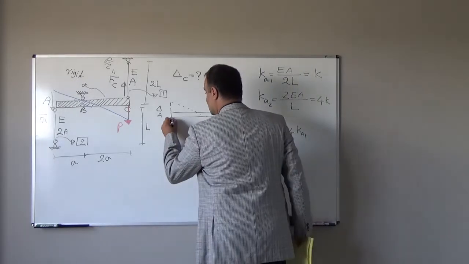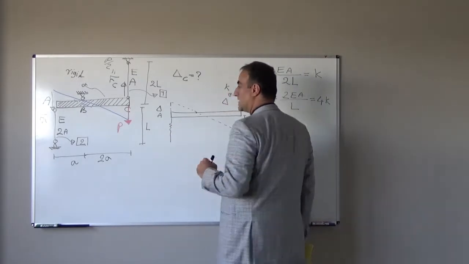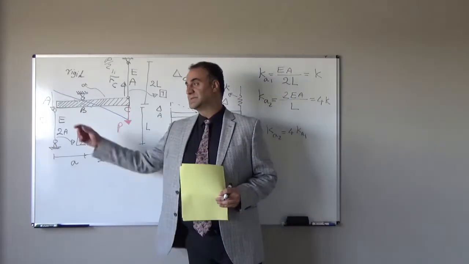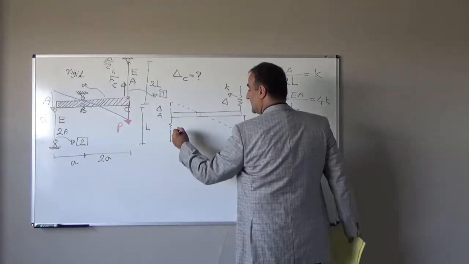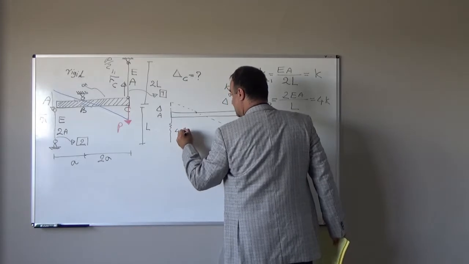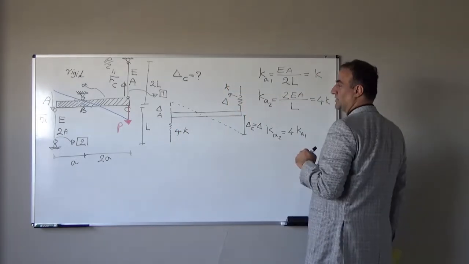How about this member, if I substitute instead of that member one spring? The stiffness of that member is 4K. I calculated here, you see it is 4K.